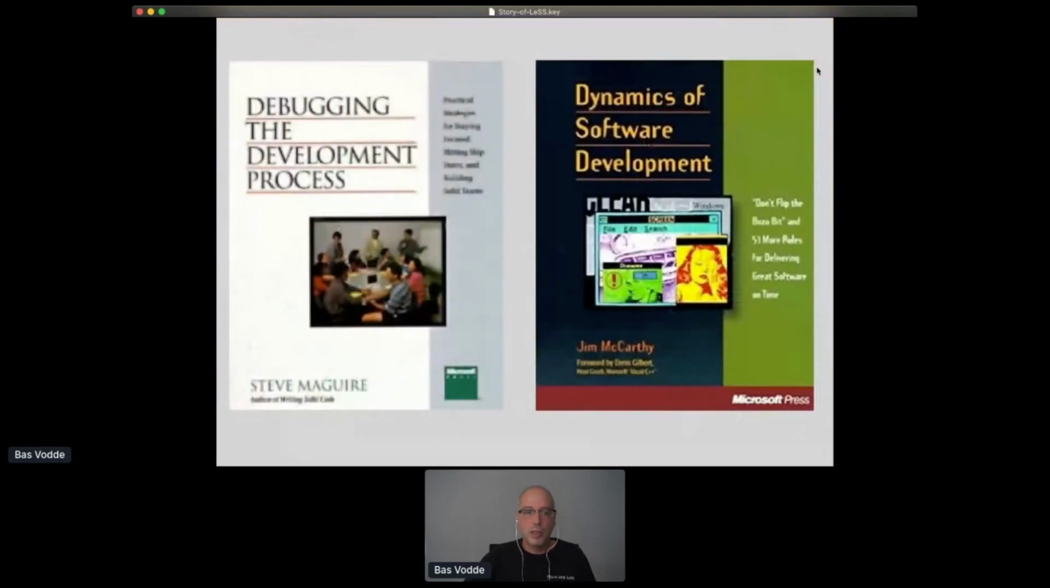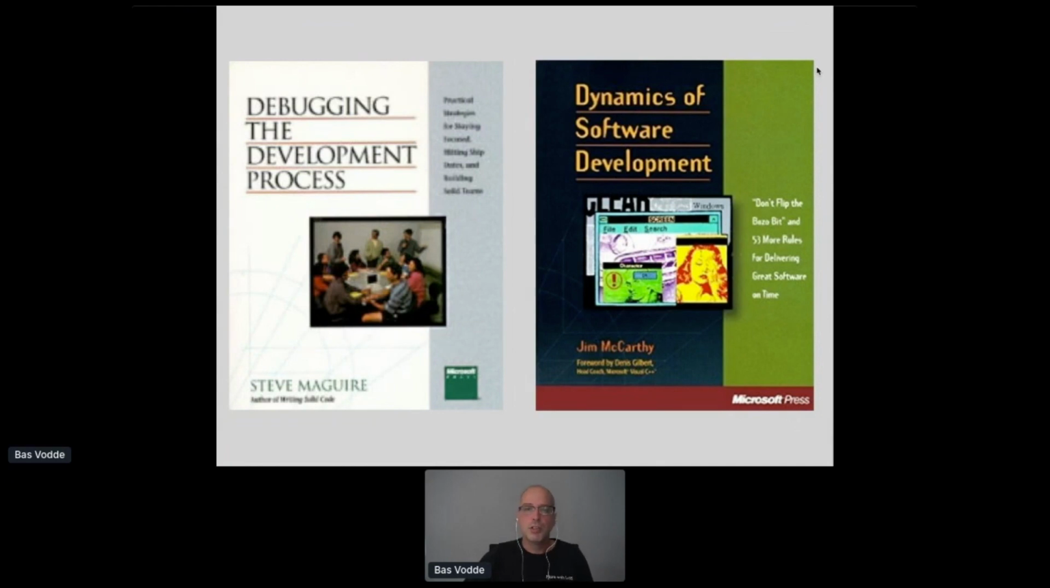Now, how did we come up with the experiments? There are a couple of sources for influencing us with the experiments, but probably the most important ones were written books and articles about large-scale product development, because there was a lot written about what people had done, and two of the most influential ones were Debugging the Development Process and Dynamics of Software Development. Dynamics of Software Development is basically the story of how Visual C++ version 1 was created. And Debugging the Development Process is the story of how Microsoft Excel version 1 was created.